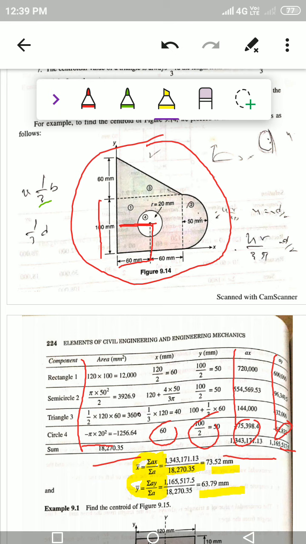Whatever the x bar and y bar distances are for different geometrical figures, you just observe them in your tabular column. Here, what is the difference? From which reference axis you are calculating the distance is very important. If the reference axis is away, you just add those distances.